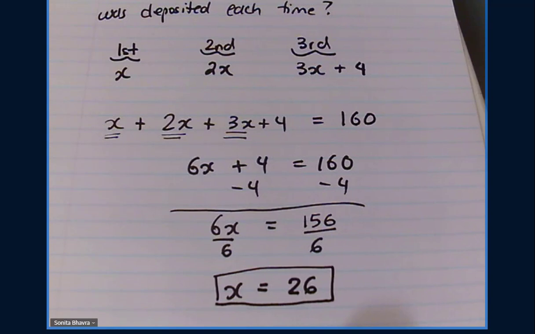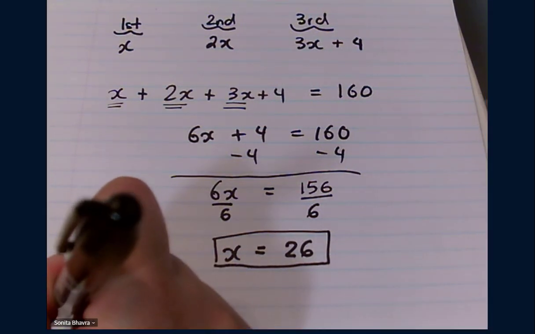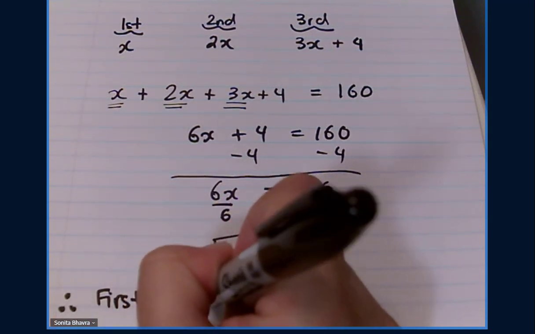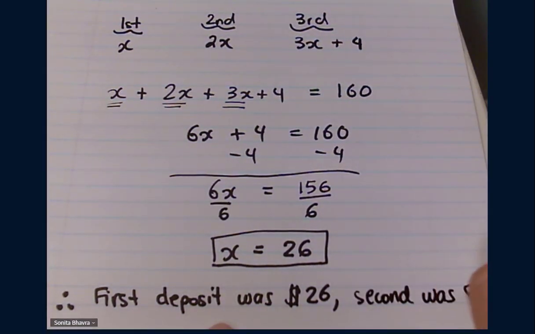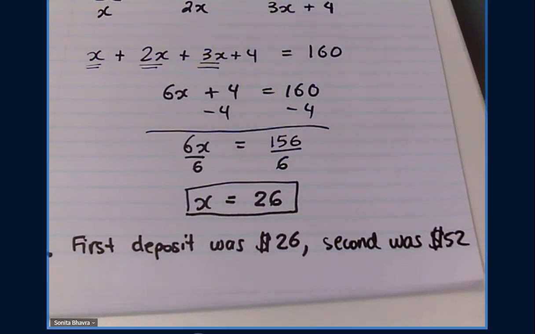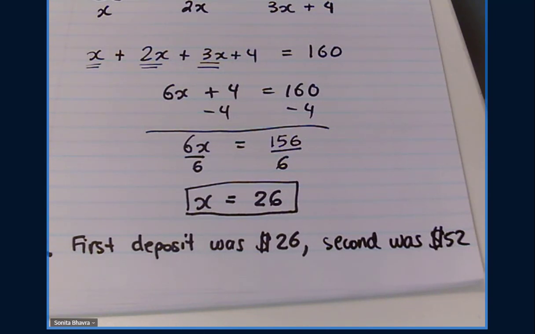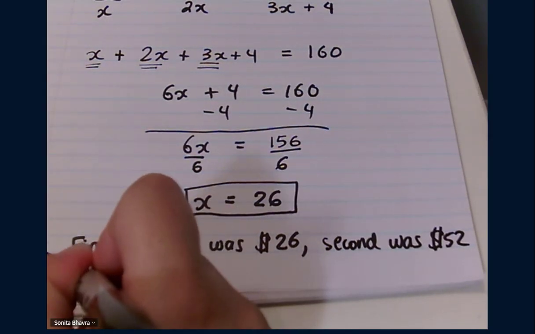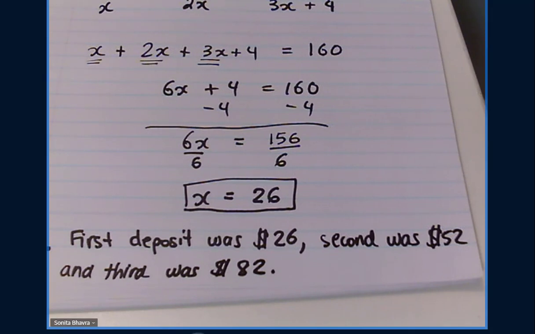Go back to your original expressions that we had made for the first, second, and third deposit. So X would be the first deposit. So first deposit was $26. His second deposit is going to be 2 times 26, which is 52. And the third deposit is going to be 3 times X plus 4. So 3 times 26 plus 4, which is $82. All right, so 26, 52, and 82.